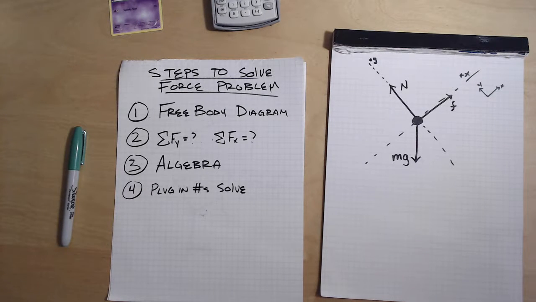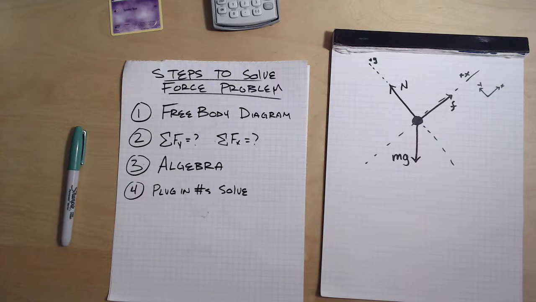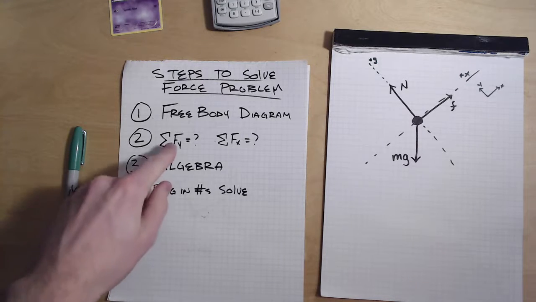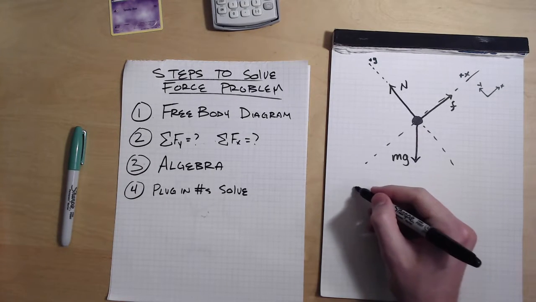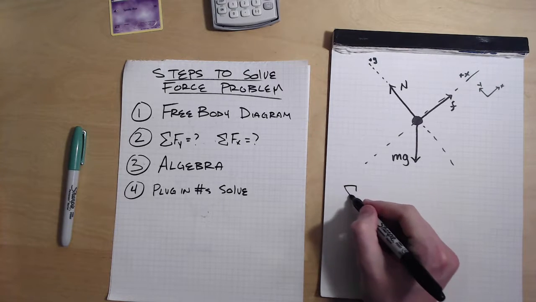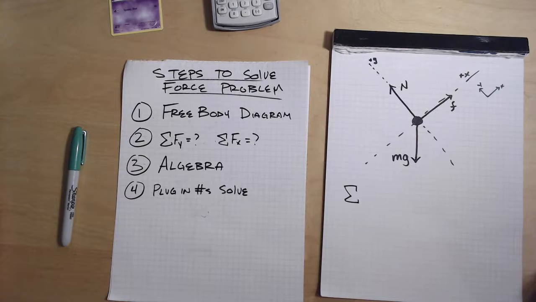So now we drew our free body diagram. Now we need to sum up the forces in the x and the y direction. So let's go ahead and start with just the first one here, summing up the forces in the y direction. So we're going to do sigma. By the way, this is the Greek letter sigma, not epsilon. I've been telling you it's epsilon. I'm so sorry.